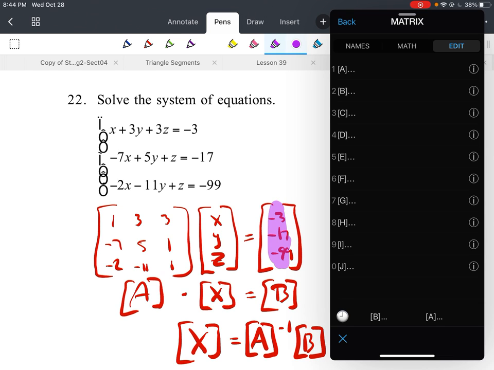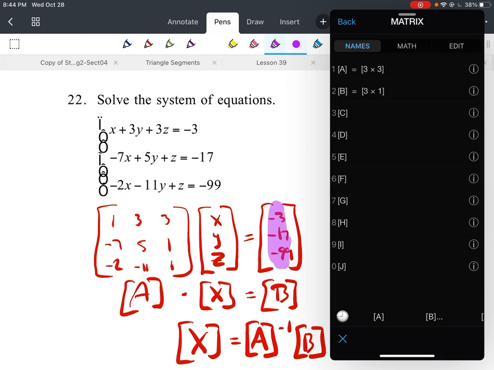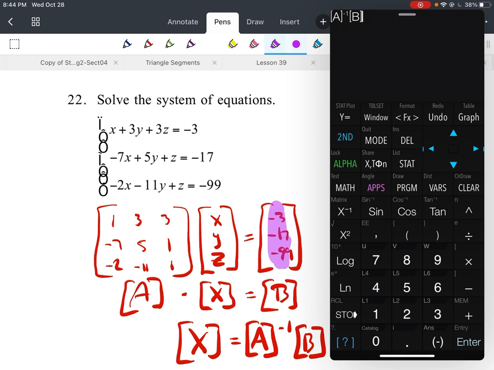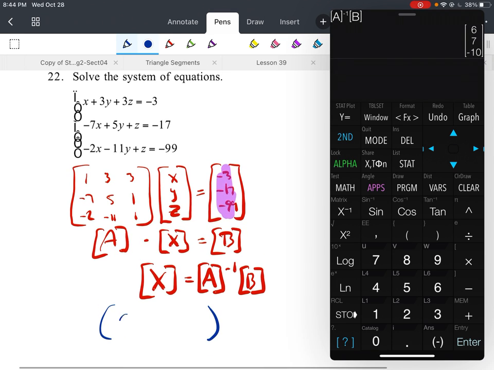Okay, so I'll go to second quit, and then again, just go to matrix. We'll do A, go to names first, hit A, inverse, and then matrix again, names B. A inverse B is always the answer, always the technique here. So when you do A inverse B, you should get 6, 7, and 10. You can write it as an ordered triple if you want, just like an ordered pair, but 3 of them. So this is going to be 6, 7, and -10, just like that.